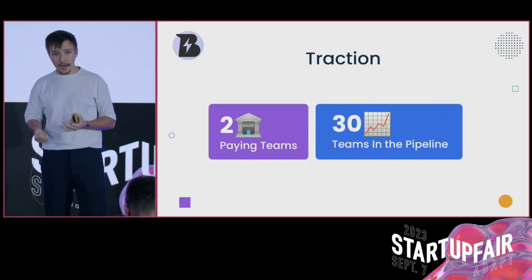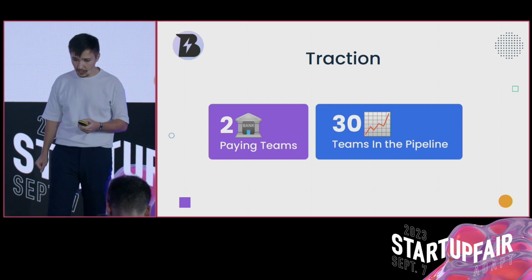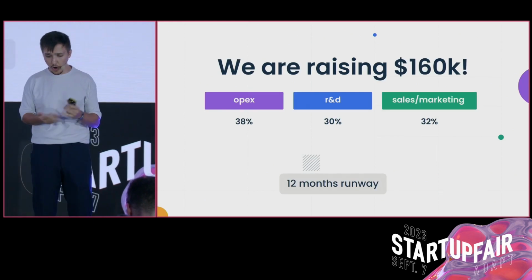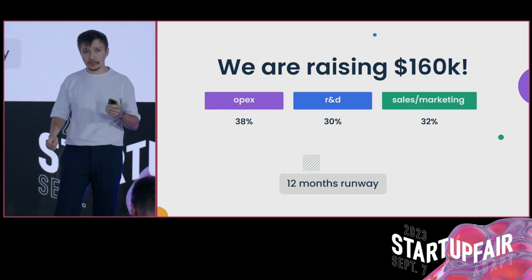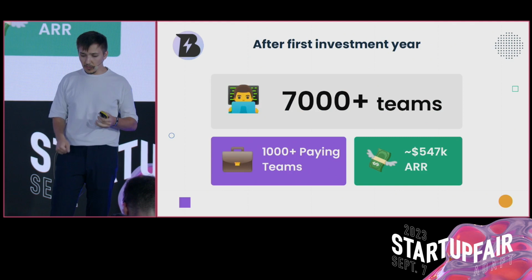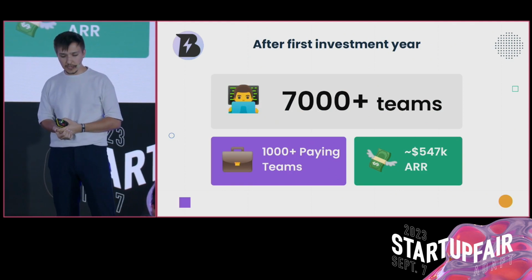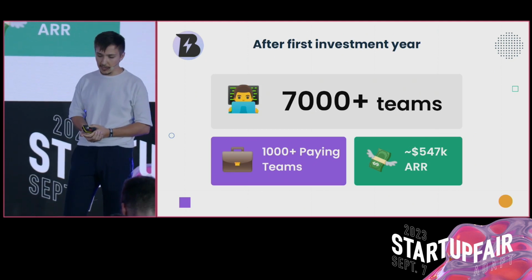We also have 2 paying teams, and we have 30 teams that are currently in our pipeline. Now, we are currently raising $160K, which is going to be used for OpEx, research and development, and sales and marketing. This will be enough for us for the next 12 months. And with that, we will achieve 7,000 teams on Beep. And with a 14% conversion rate, that will bring us to 1,000 paying teams and $547,000 ARR.